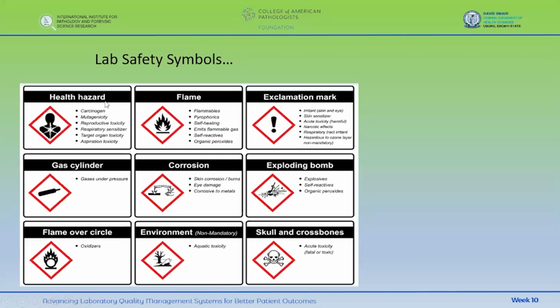Okay, so when we are talking about health hazard, that might be a carcinogen, might be mutagenic, reproductive toxicity, respiratory sensitizer, target organ toxicity, aspiration toxicity. This signifies flame: flammable, self-heating, self-reactives. Exclamation mark signifies irritant, skin sensitizer, telling you that the product is acutely toxic, harmful, respiratory tract irritants, hazardous to ozone layer. Okay, the gas cylinder sign tells you that gases here are under pressure, so they may explode when heated. This is corrosion. It can cause corrosion to the skin, causes eye damage, corrosive to metals. Exploding bomb signifies explosives, self-reactives, organic peroxides; flame over circle, oxidizers; environment, aquatic toxicity. Then the skull and crossbones signifies acute toxicity.